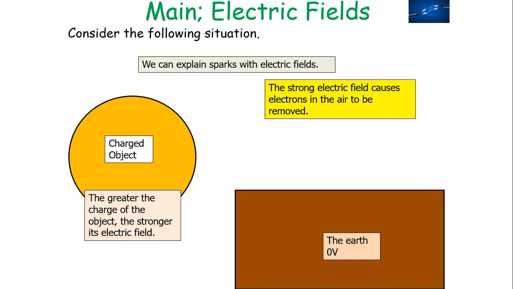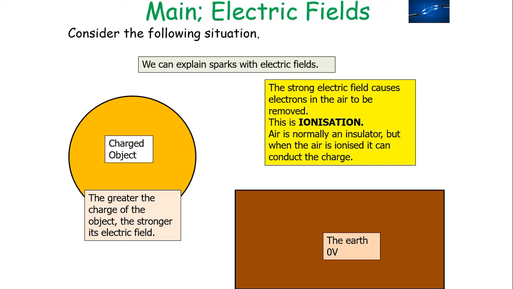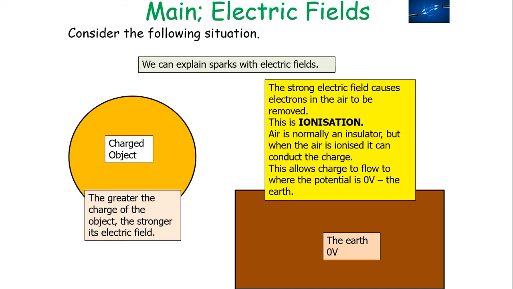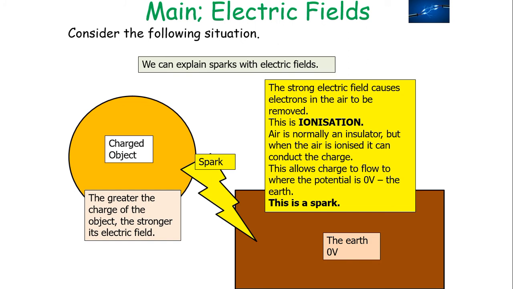Now, what did we say earlier? When we remove electrons from atoms, in this case, in the air particles, that causes ions to be produced. So this is another process, another way of ionization. So what happens is air is normally an insulator, but when the air is ionized, they become positive ions, okay? It can conduct the charge. So the electrical field of this charged object has ionized the air, and this allows a spark to occur, because this allows charge to flow to where the potential is 0, where you have the earth, and this is what a spark is. So that's how sparks can be explained with electrical fields.